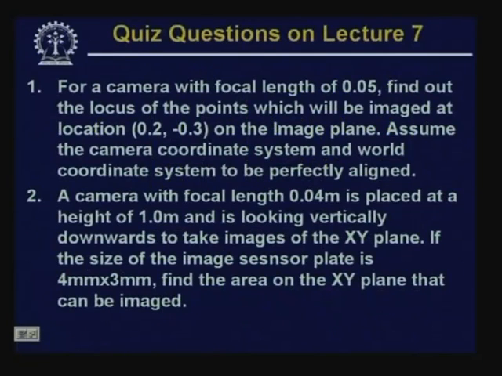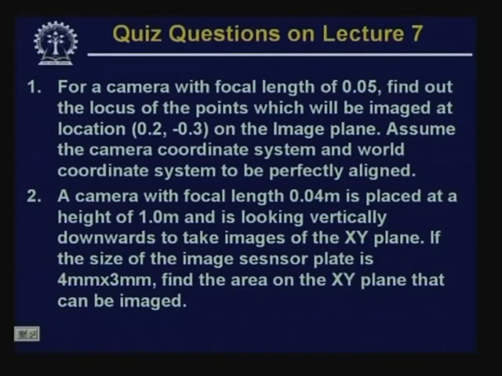Now, coming to today's quiz questions, the first question is, for a camera with focal length of 0.05, find out the locus of the points which will be imaged at location 0.2, minus 0.3 on the image plane. You assume that the camera coordinate system and the world coordinate system are perfectly aligned.